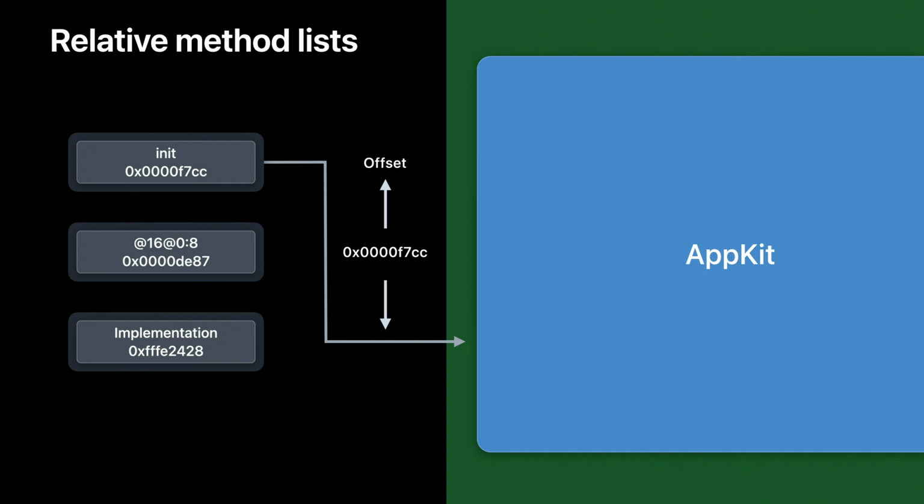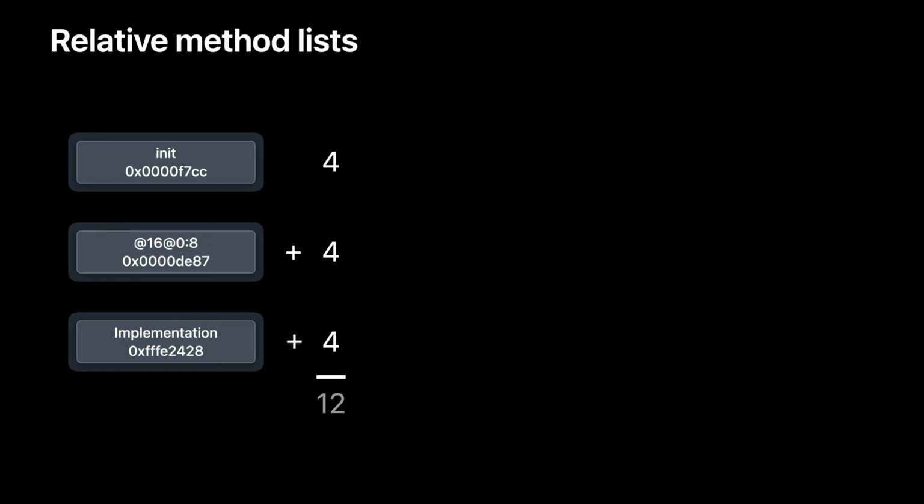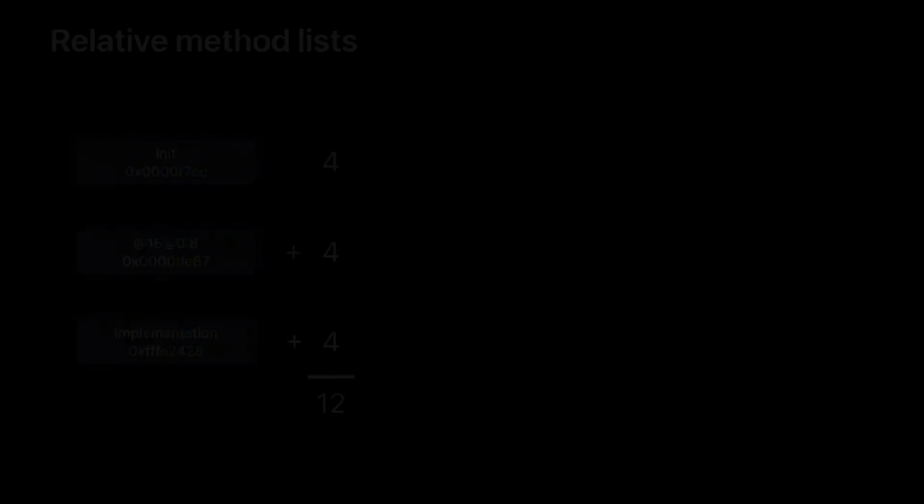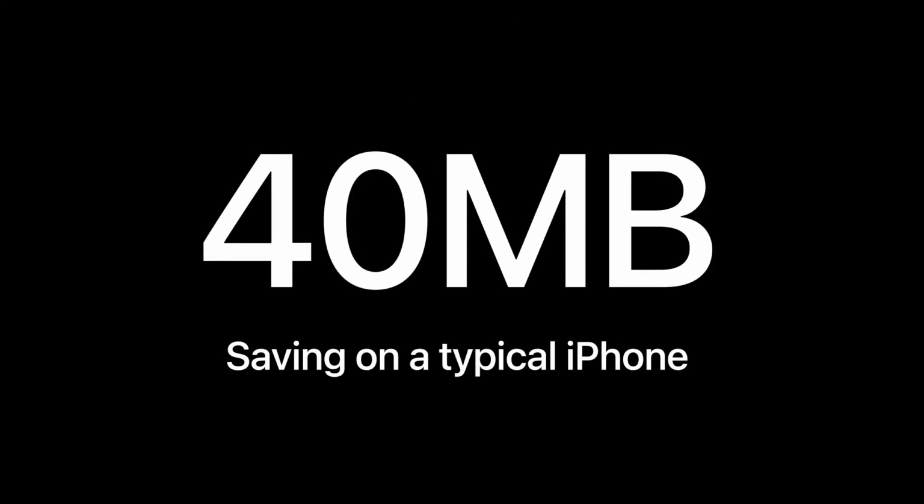This has several advantages. Firstly, the offsets are always the same, no matter where the image is loaded into memory, so they don't have to be fixed up after they're loaded from disk. And because they don't need to be fixed up, they can be held in true read-only memory, which is more secure. And of course, 32-bit offsets mean that we've halved the amount of memory needed on 64-bit platforms. We've measured about 80 megabytes of these methods system-wide on a typical iPhone. Since they're half the size, we save 40 megabytes. That's more memory your app can use to delight your users.